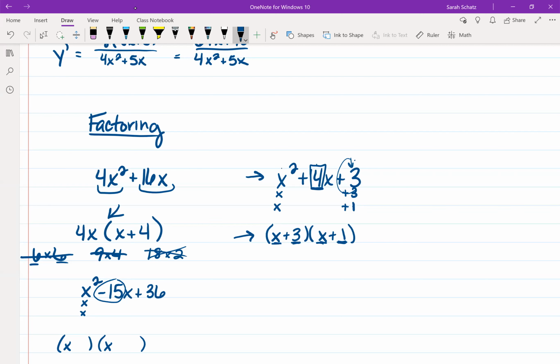So, what about 12 and 3? 12 times 3 is 36. And 12 plus 3 is 15, right? So I think I've got a winner here. So let's write 12 and 3.